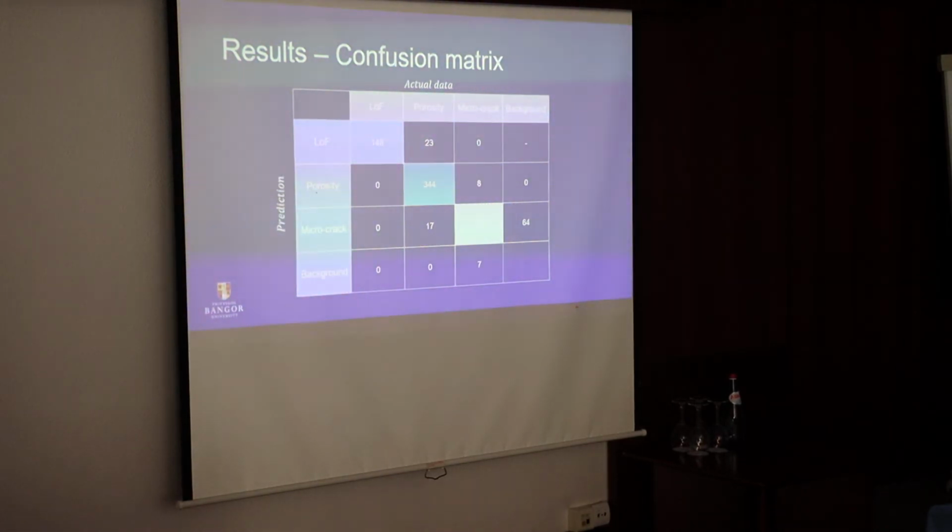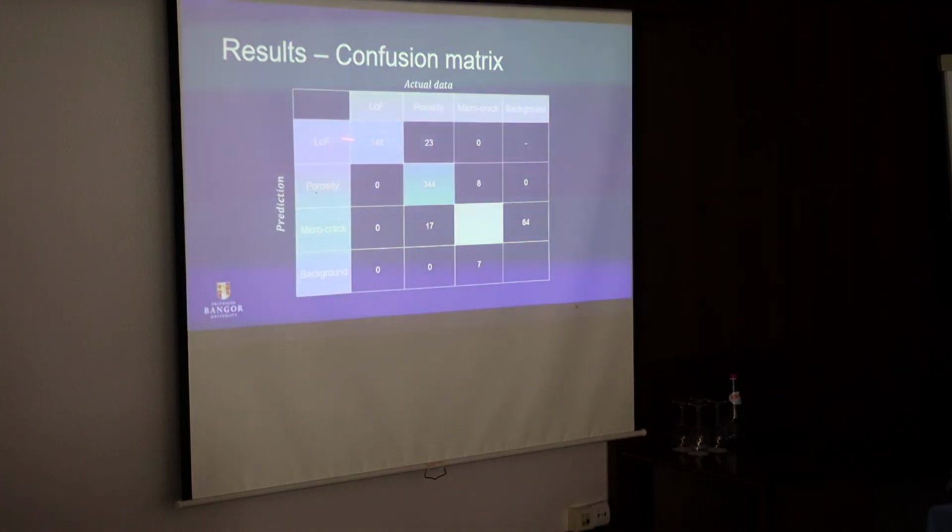A better way to look at it is using this confusion matrix, where this is the prediction and this is the actual data. Out of 143, it has predicted 148 of this lack of fusion, but it also characterized 23 of the porosity as lack of fusion zone. For porosity, it did much better, but it has characterized another 8 micro cracks as porosity and so on. But for micro cracks, it did much worse.